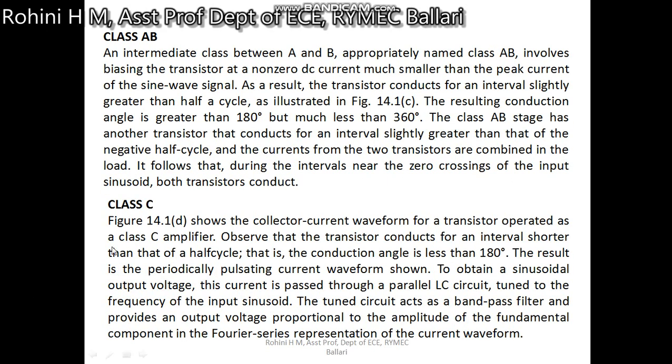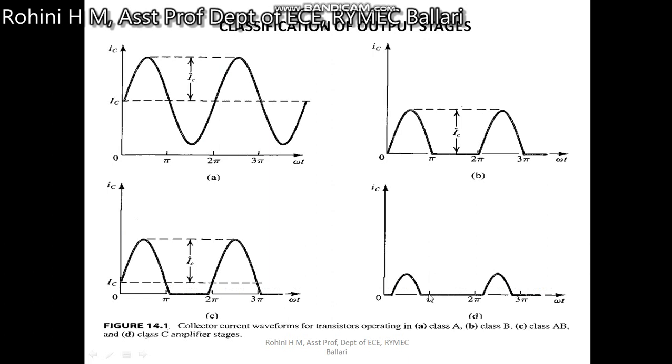And finally the fourth class, that is class C. Figure D shows the collector current waveform of the transistor operating as class C amplifier. So we observe that a transistor conducts for an interval shorter than that of the half cycle, that is, conduction angle is very much less than 180 degrees. The result is a periodically pulsating current waveform, as shown. So conduction is not even 180 degrees, it is less than 180 degrees. The collector current is shown.